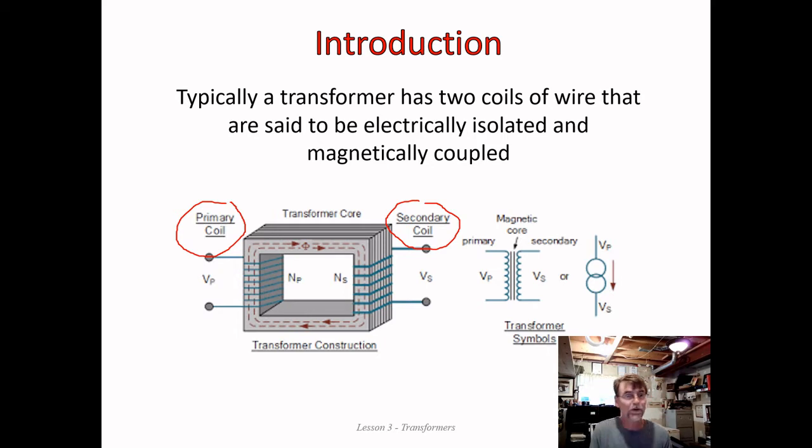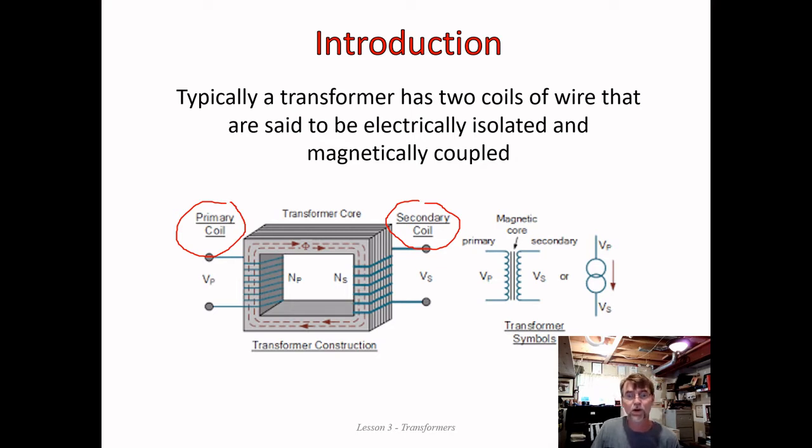So the power supply connects to the primary coil. The AC power supply creates the expanding and collapsing magnetic field. It's that expanding and collapsing magnetic field that interacts with the secondary coil, cuts across the secondary coil, induces a voltage into the secondary coil, and so that secondary coil then becomes the power supply for the other circuit. And that other circuit is then what gets connected to the load.